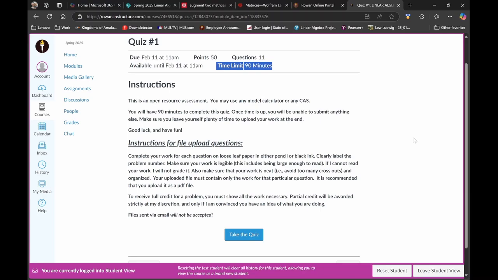There's a mixture of questions: multiple choice, fill in the blank, numerical response, and file uploads. For file upload questions, you'll do your work on loose leaf paper in pencil or black ink only. I won't accept anything else. Make sure it's written neatly, legibly, large enough that I can read it. If I can't read it or understand it, I'm not going to grade it.